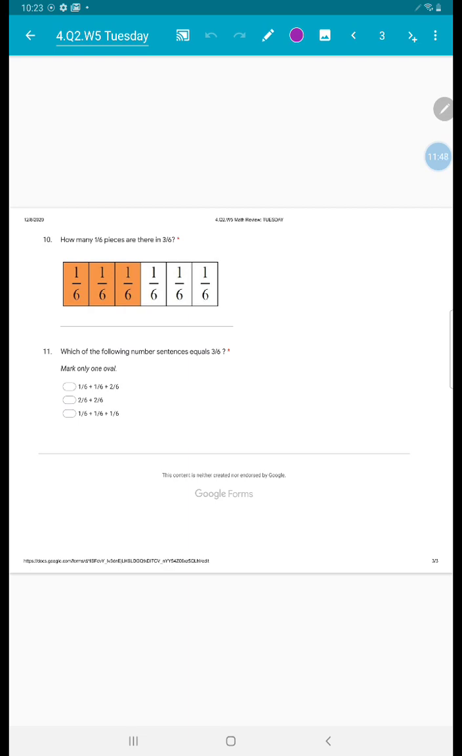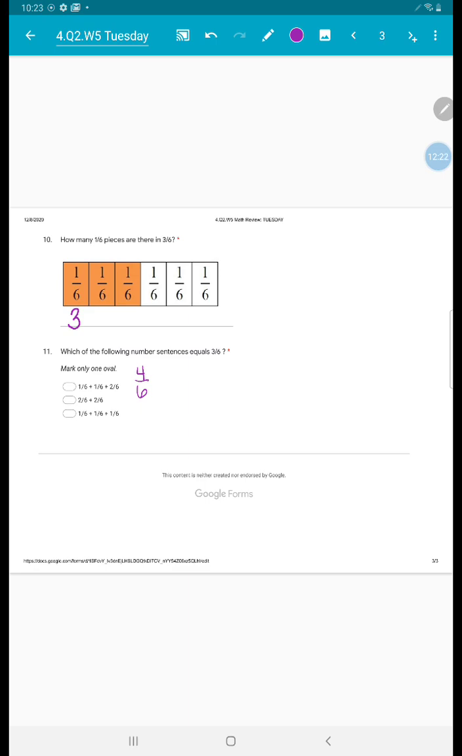Look at this model. How many 1/6 pieces are there in 3/6? Ansley? 3. Takes 3 1/6 size pieces to make up 3/6. All right, and which number sentence equals 3/6? If I add 1/6 plus 1/6 plus 2/6, what would I get? 4/6. That's 4/6. So that one's not correct.